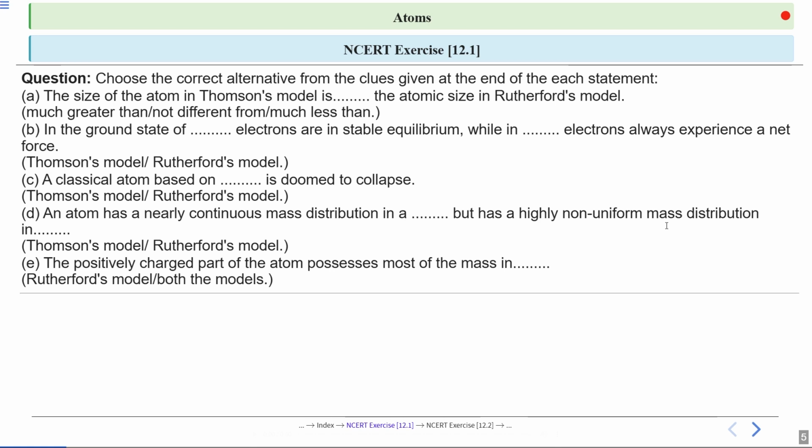C part, a classical atom based on dash is doomed to collapse. The clues are Thomson's model, Rutherford's model. D part, an atom has a nearly continuous mass distribution in a dash but has a highly non-uniform mass distribution in dash. The clues are Thomson's model, Rutherford's model. And E part, the positively charged part of the atom possesses most of the mass in dash. The clues are Rutherford's model or both the models.